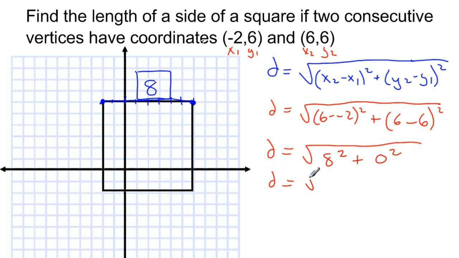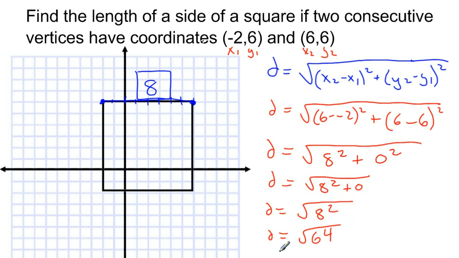So the distance is the square root of 8 squared plus 0 squared, which is just the square root of 8 squared, which is the square root of 64. The square root of 64 is 8. So the distance is 8, just like we said by looking at it visually.